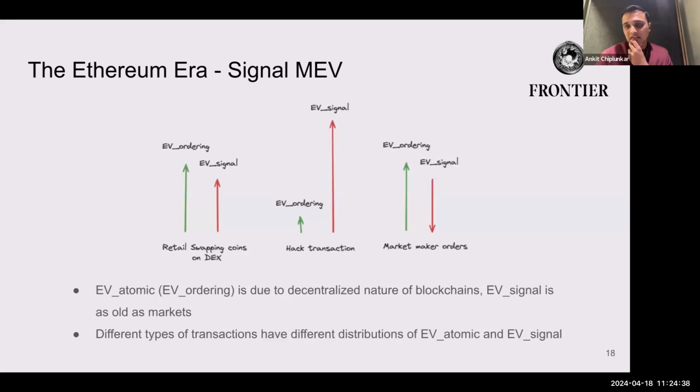There are many types of transactions, and each type of transaction has its own distribution between MEV atomic, MEV ordering and MEV signal. So if you are swapping coins on a decentralized exchange, you might have similar value of MEV signal and MEV ordering. If there is a hack transaction, a transaction which is hacking some protocol, and you just know that there's a transaction like this, then you can short that token on any venue and extract a lot of value. So it has a high amount of MEV signal.